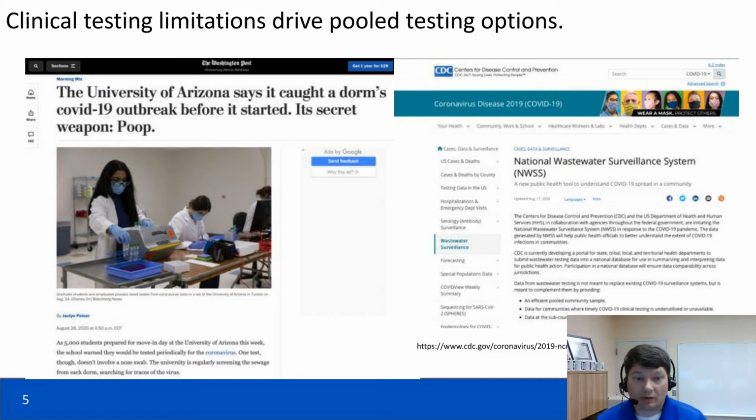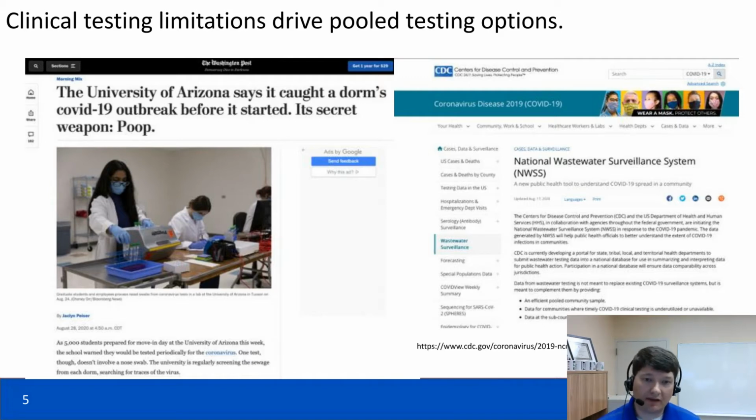So the big motivation around wastewater-based epidemiology and why these efforts were really undertaken, especially in the early parts of the pandemic, is clinical testing limitations was really driving these pooled testing options. And so when you talk about clinical testing, you need thousands of tests to be able to evaluate a community, whereas in wastewater testing, you only need one wastewater sample. And so most of the times we're collecting a 24-hour composite sample from that wastewater community. And so we can process that one sample to get a sense of the community health or the prevalence of COVID-19 within one community.